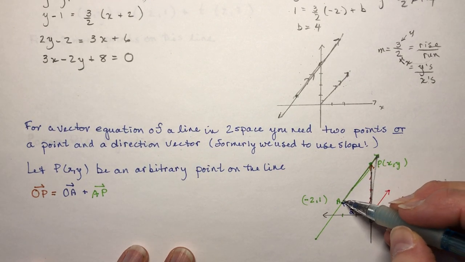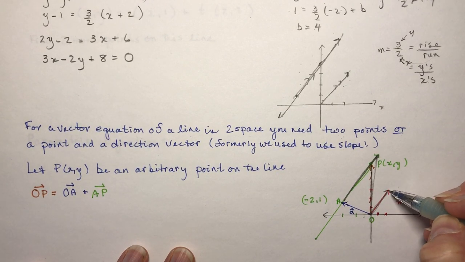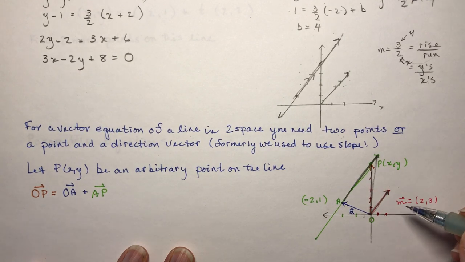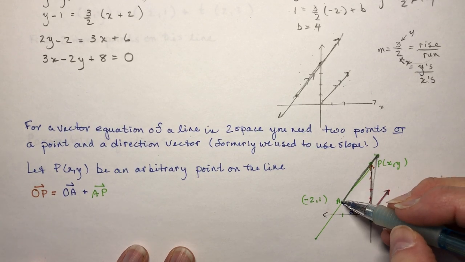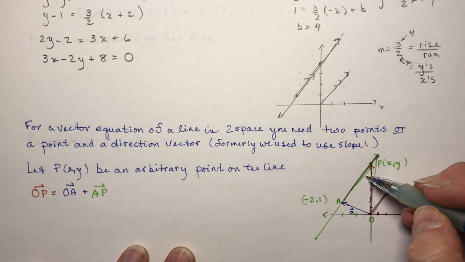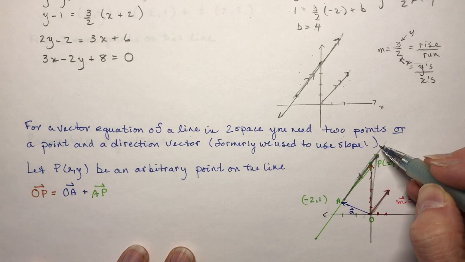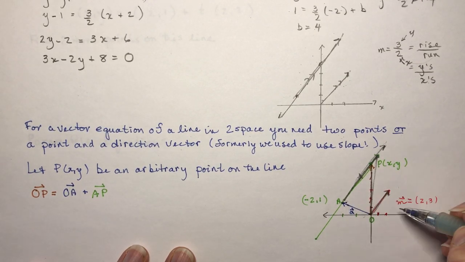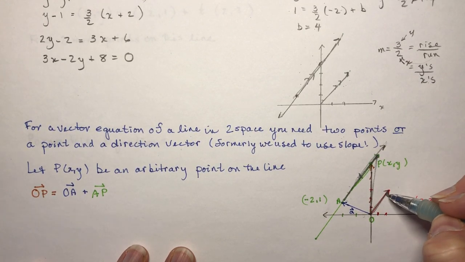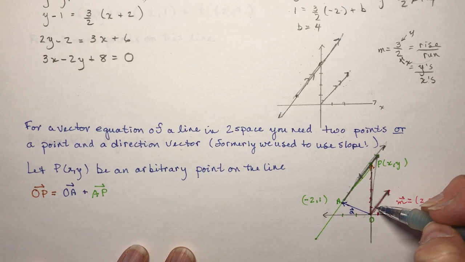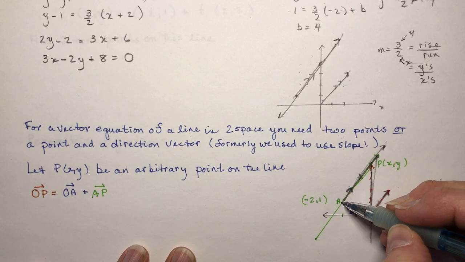And AP here is some scalar multiple of this direction vector. So if I took this direction vector and multiplied it by 2 and added it to OA, I would get maybe something out about here, right? So that would be like 2 direction vectors longer from A. And all these points on this line could be multiples of the addition of this direction vector. So if I did a half and I went here and I added a half of the direction vector, I would be here, right? From here to here.